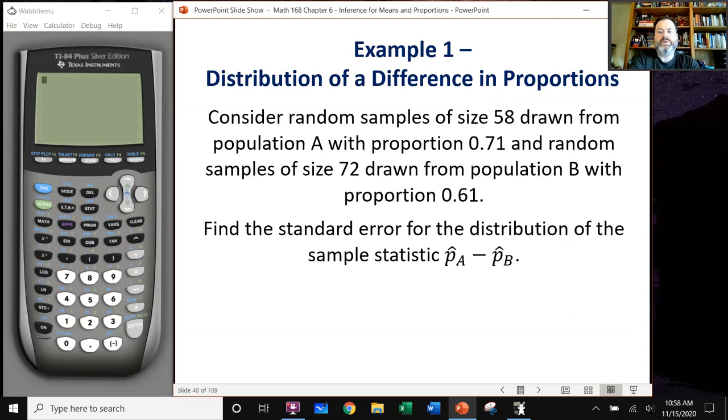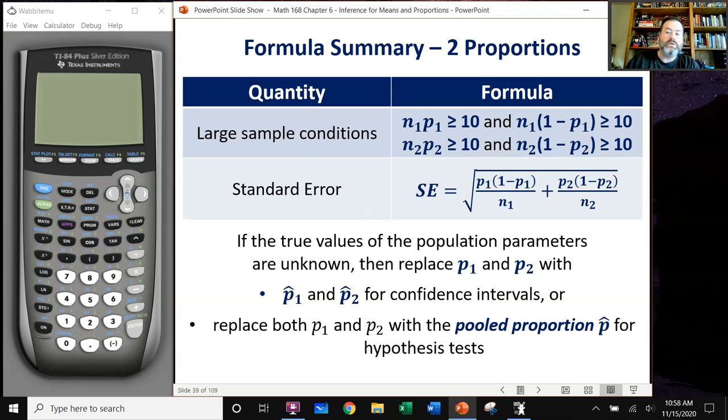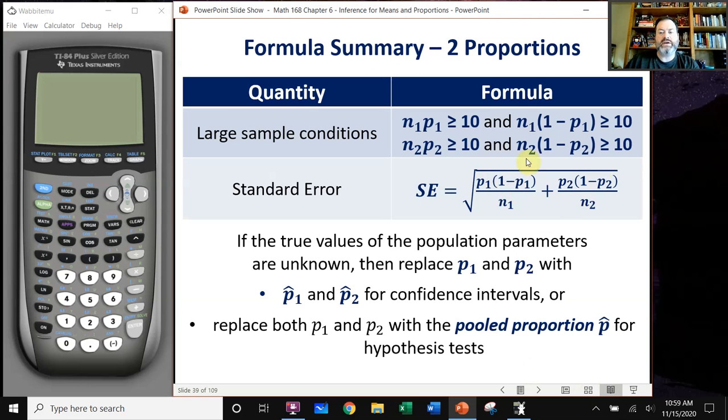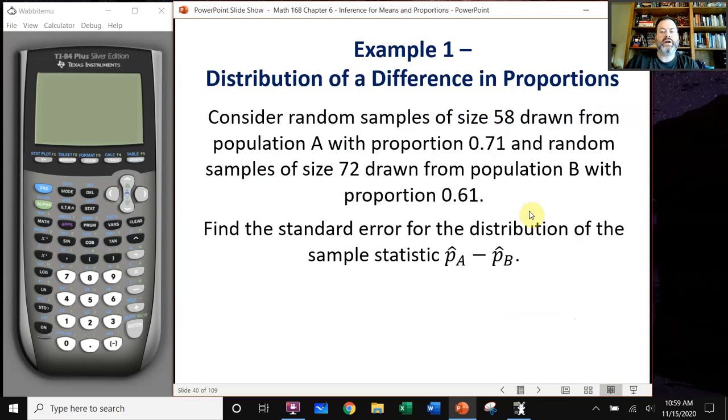Consider random samples of size 58 drawn from population A with proportion 0.71, and random samples of size 72 drawn from population B with proportion 0.61. Find the standard error for the distribution of the sample statistics. So generally speaking, you're not going to have to check if the samples are large, but make sure you could do this if you were asked to do it. So we're just going to focus on the second formula here, the standard error formula.